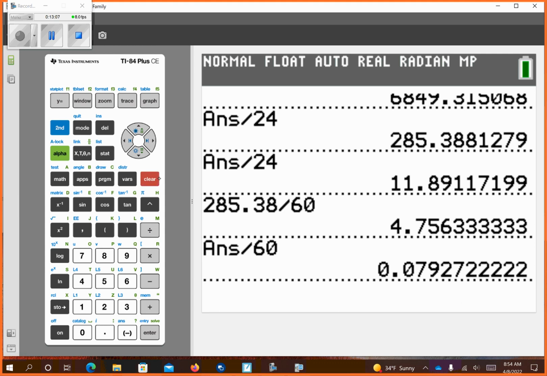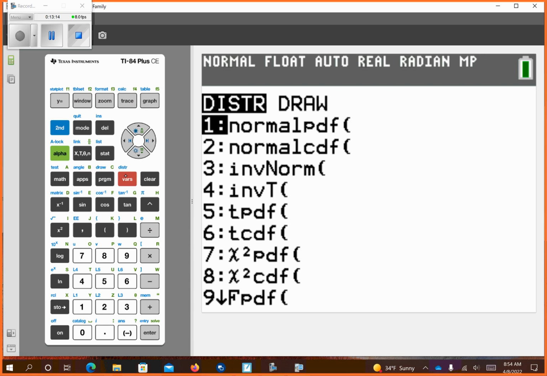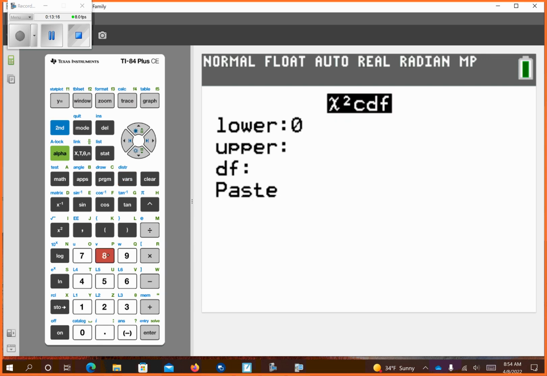All right, clear. Under our second distribution, you have a chi-squared CDF, which is number 8. You have a lower, upper, and degrees of freedom. Paste. Of course, we need to use a really large number rather than infinity, because the graphing calculator doesn't allow for infinity.